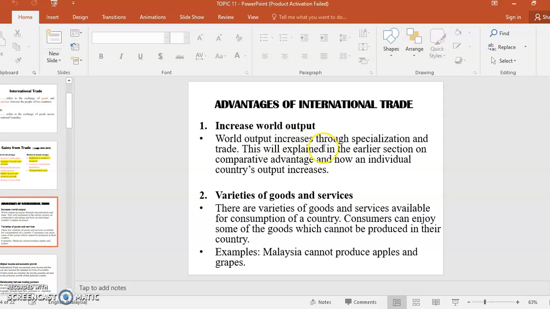World output increases through specialization and trade. This will explain in the early section on comparative advantage and how an individual country's output increases. Because each country will do a specialization, means each country will specialize on one product. Contohnya Malaysia, sebab dia ada palm oil, so they specialize in producing palm oil, while New Zealand, dia akan specialize in producing dairy product, so dia fokus pada satu produk sahaja. So itu boleh meningkatkan world output lah.